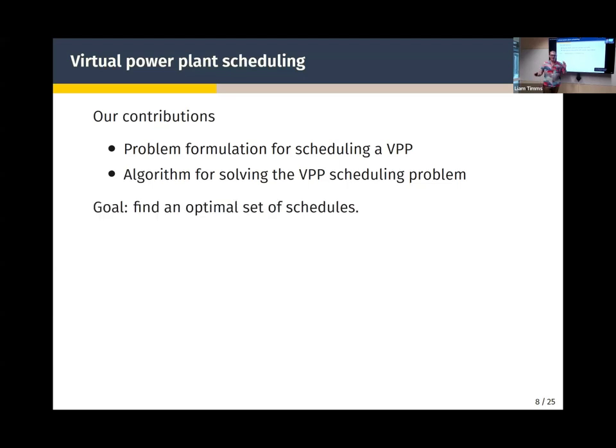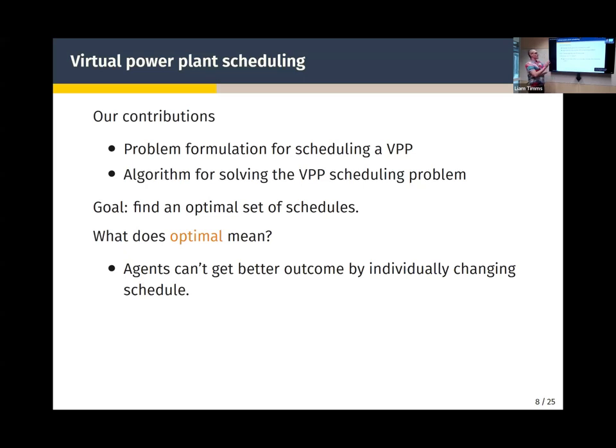Okay, so our overall goal is we want to find an optimal set of schedules. So a schedule for each agent that is in some way optimal. And so the obvious next question, at least for maths people, is what exactly does this mean? It's nice to just say we want it to be optimal, but what do we mean by that? So we are considering a set of schedules is optimal if each agent can't get a better outcome by individually changing their schedule, so without cooperating with other agents.